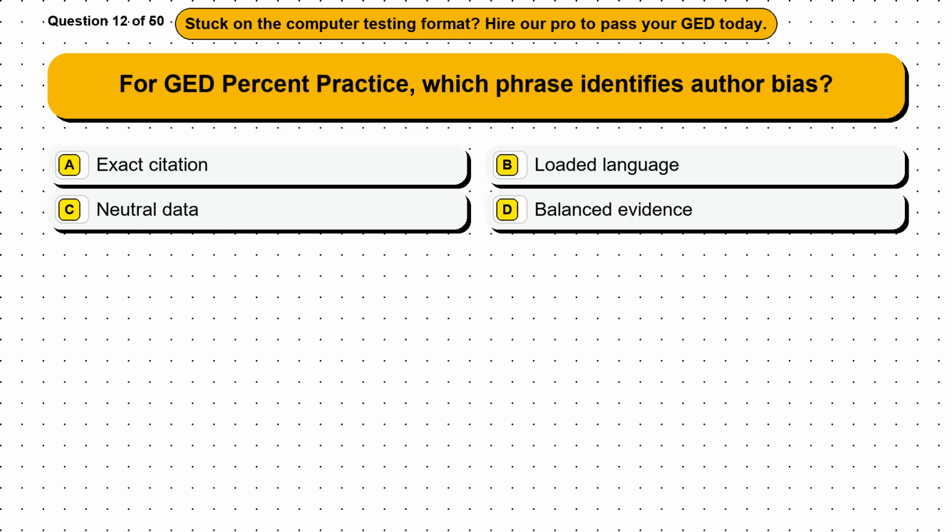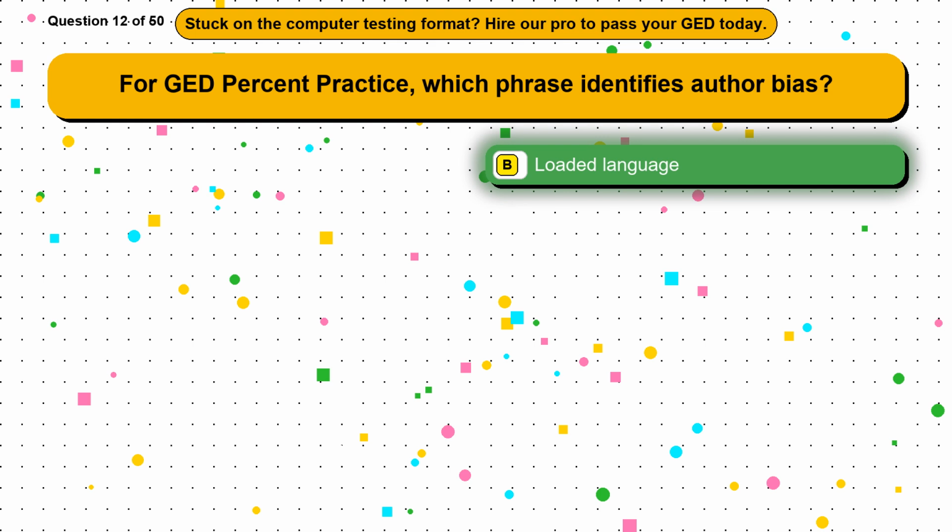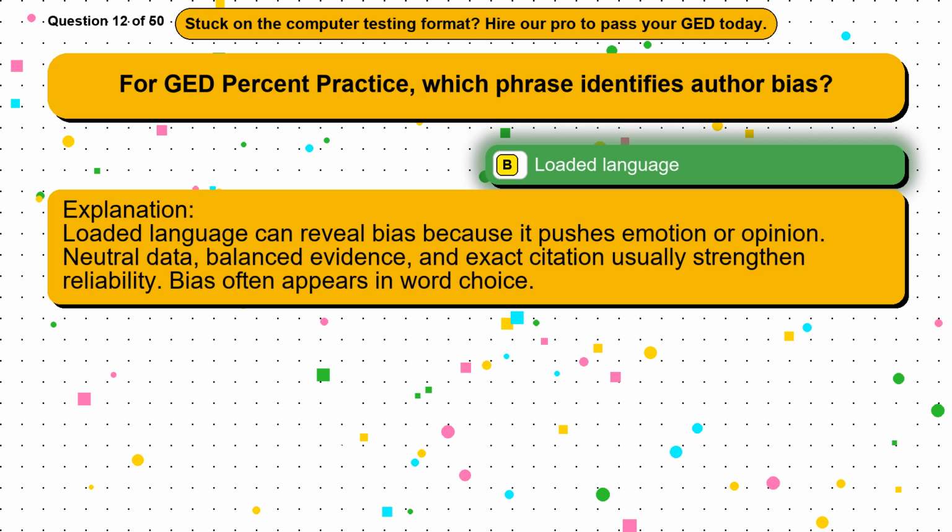Question 12. For GED Percent Practice, which phrase identifies author bias? Option A, exact citation. Option B, loaded language. Option C, neutral data. Option D, balanced evidence. The correct answer is option B. Loaded language. Loaded language can reveal bias because it pushes emotion or opinion. Neutral data, balanced evidence, and exact citation usually strengthen reliability. Bias often appears in word choice.